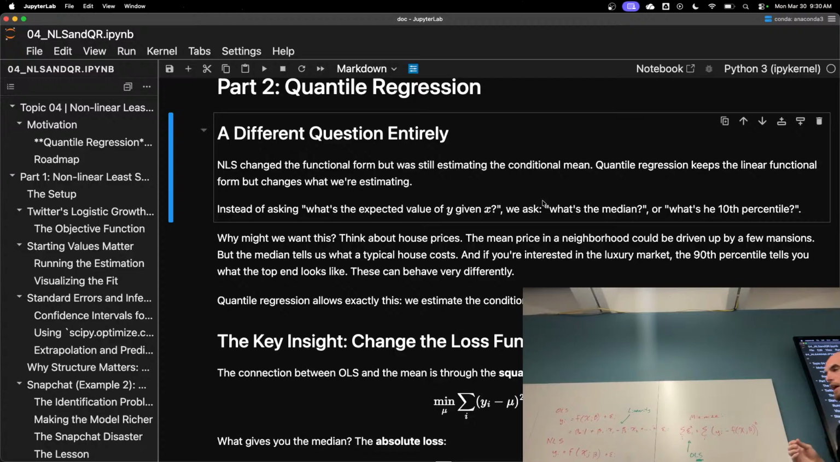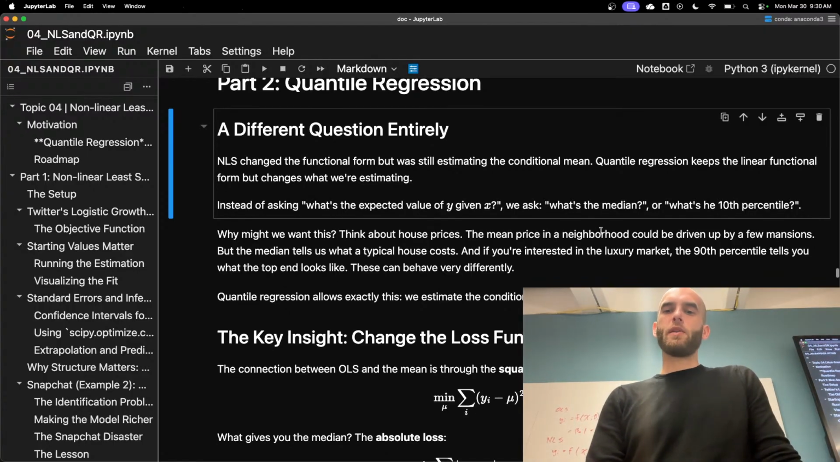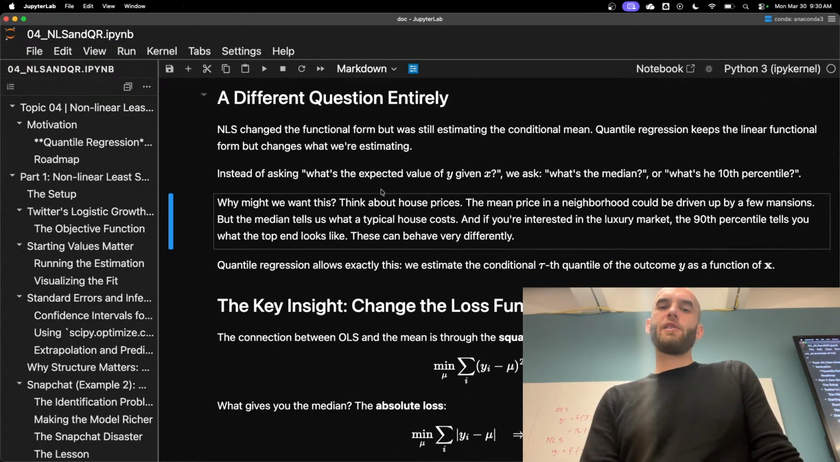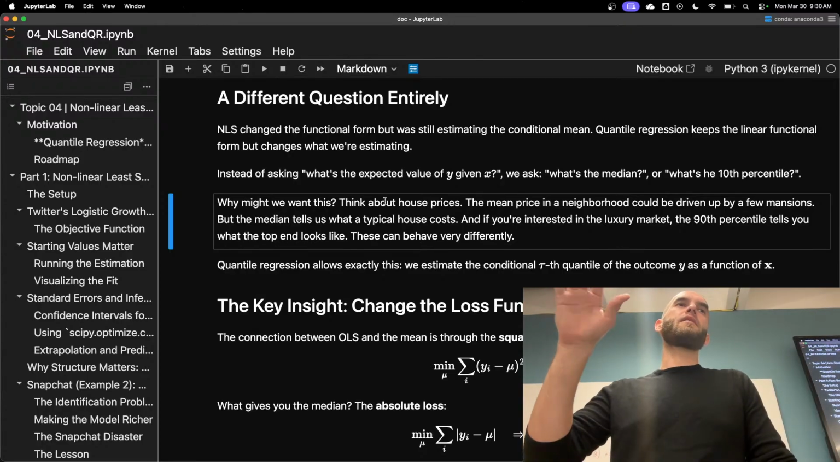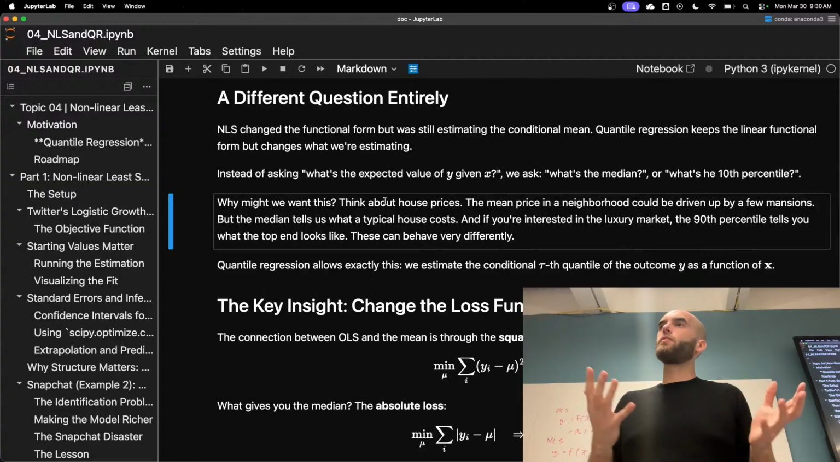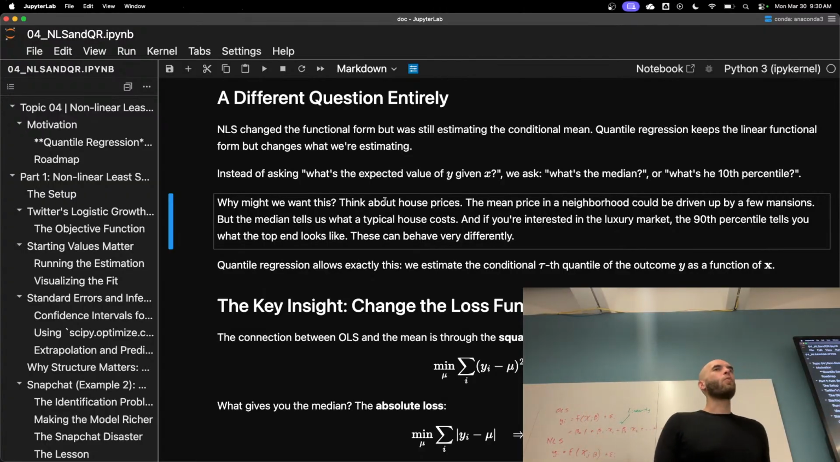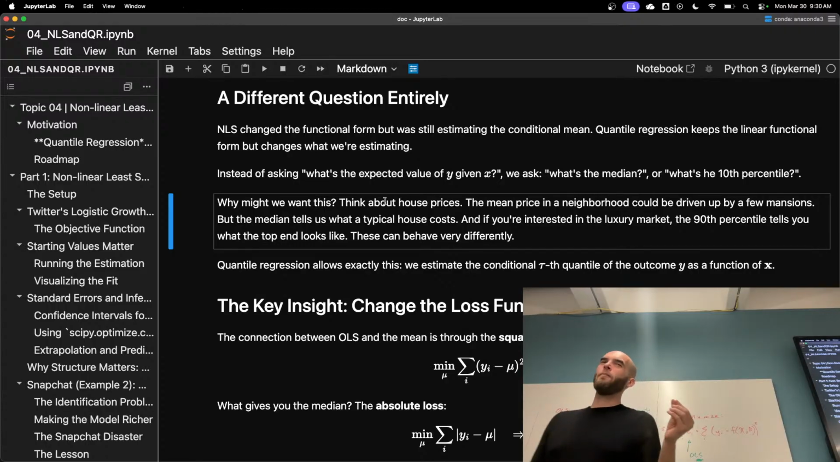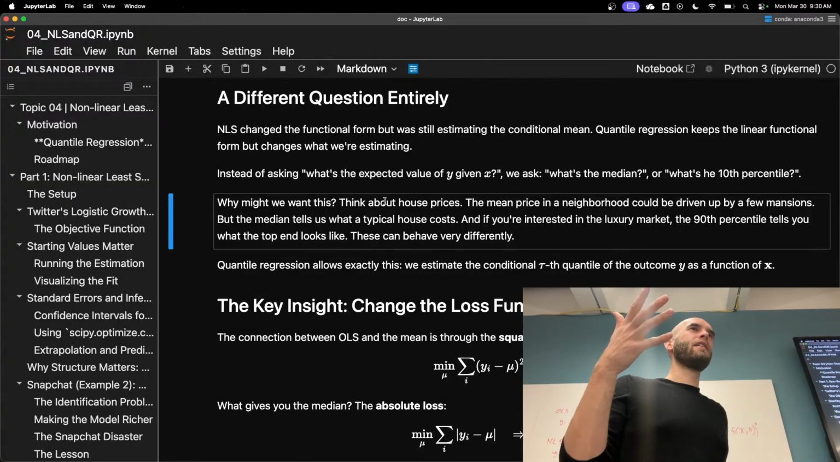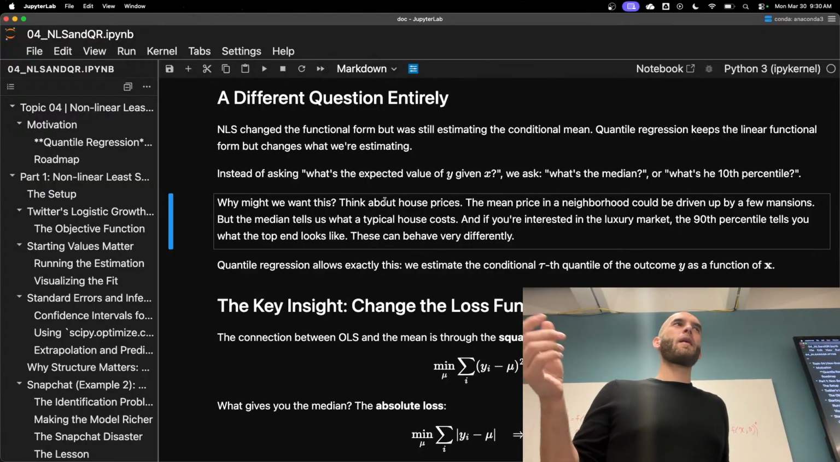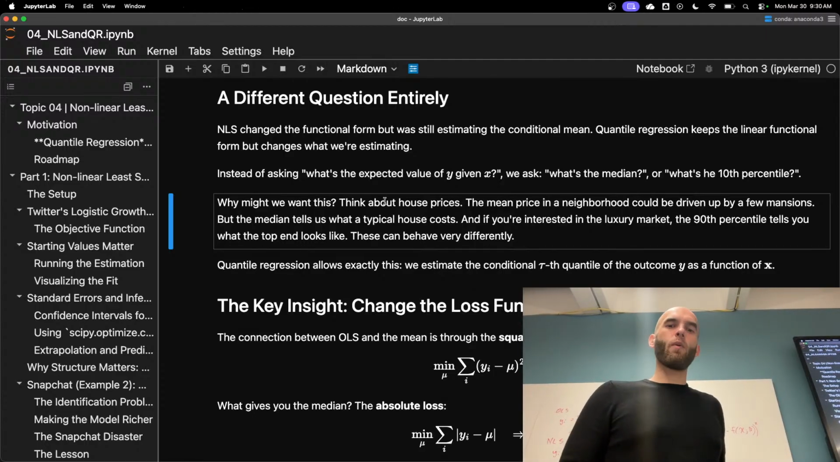Instead of thinking about the mean, which is often what we think about, one example is house values. One of the nice things about the mean is it's very easy to compute. Mathematically, it's very nice. We can take derivatives. There are no real problems mathematically with the mean. But one of the problems with the mean is that it's very responsive to outliers. If Jeff Bezos moves in, the mean moves up by a lot, which in some cases is fine, but in some cases is not what we're looking for.